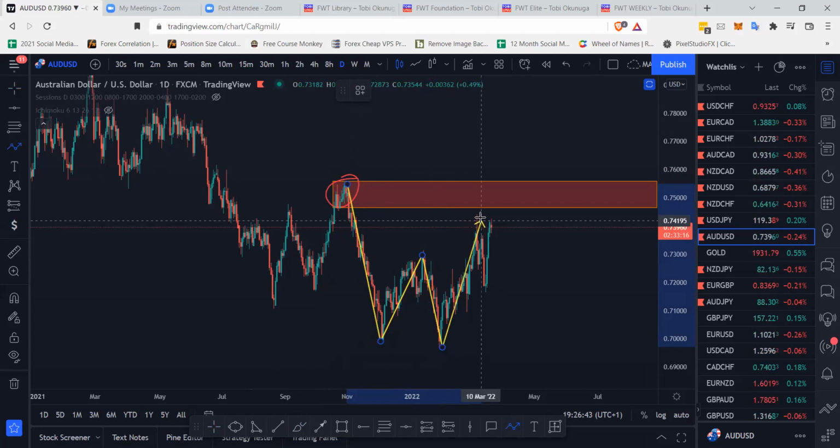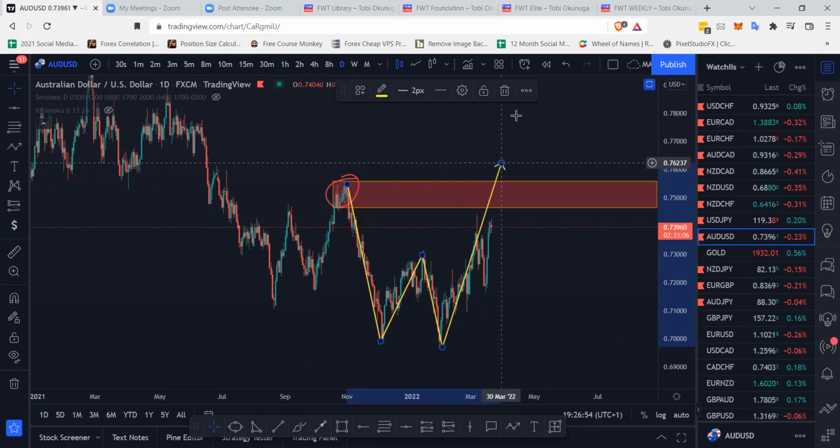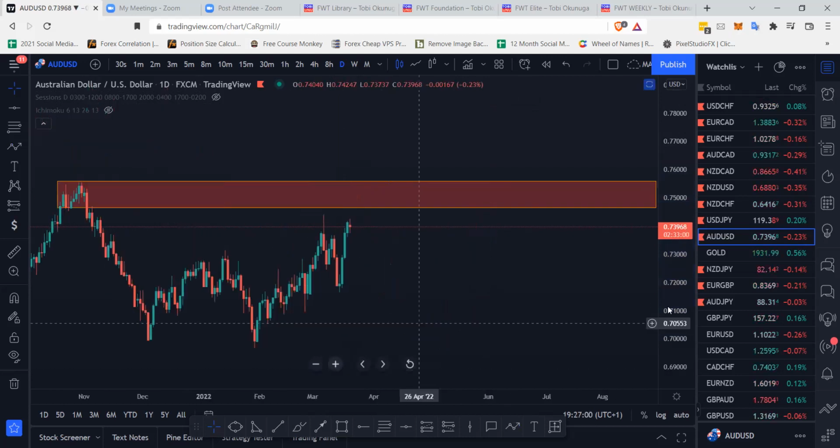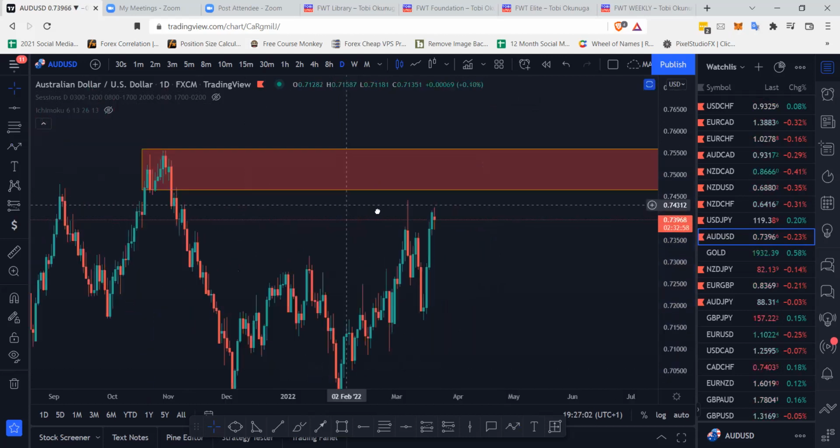So if it's going up, you want to use the origin here where it started from. So this would be the supply zone I want to use. So if we are going to use that, then this is the zone. Let me enlarge that. So it's still in that weekly supply.